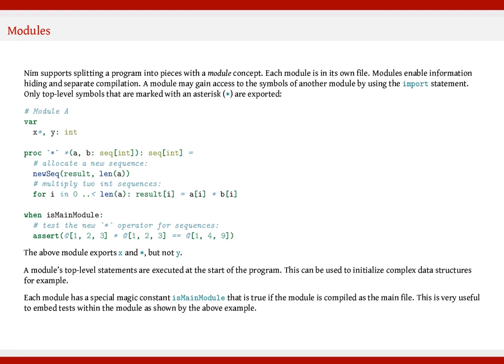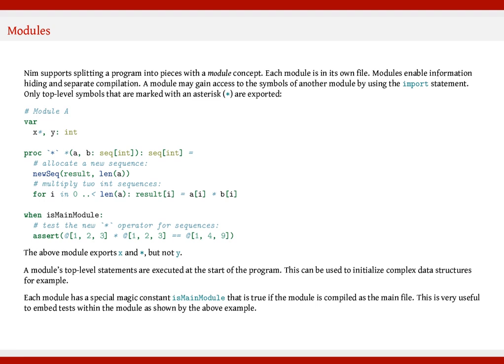# Module A. var x*, y: int. proc `*`(a, b: seq[int]): seq[int] = # allocate a new sequence: newSeq(result, len(a)) # multiply two int sequences: for i in 0..<len(a): result[i] = a[i] * b[i]. when isMainModule: # test the new * operator for sequences: assert(@[1, 2, 3] * @[1, 2, 3] == @[1, 4, 9]). The above module exports x and `*`, but not y.